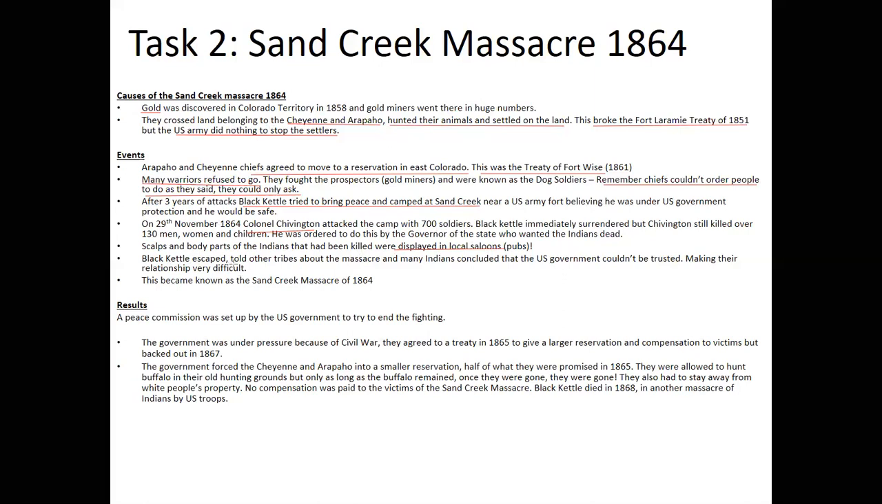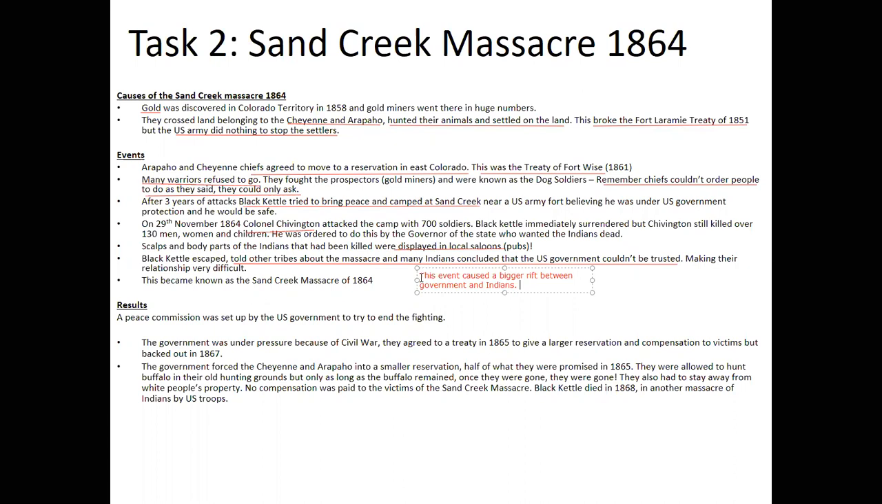Black Kettle escaped. He told the other tribes about the massacre, and many Indians concluded the US government could not be trusted. I'm going to add something here. You could argue that this event caused a bigger rift between government and Indians, which made the relationship very difficult. And this event was known as the Sand Creek Massacre. Why? Well, it happened in Sand Creek, and because it was a massacre of people that were effectively innocent.